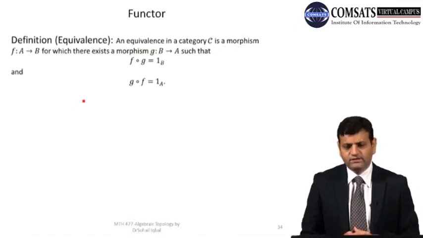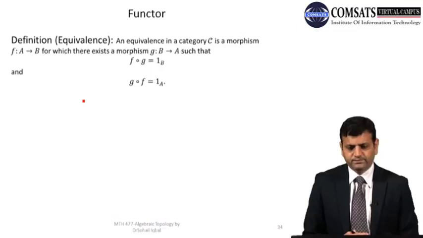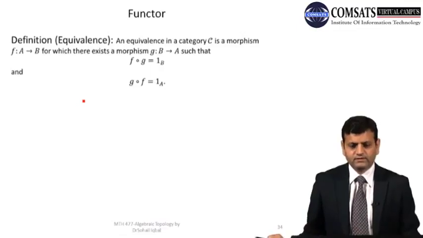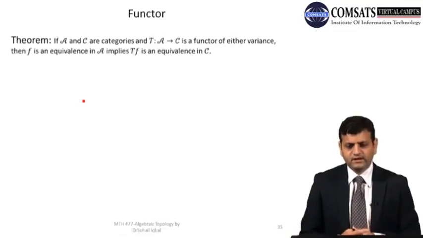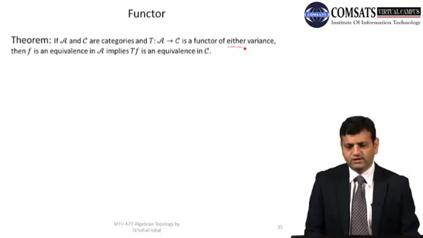So an equivalence in a category is a morphism F from A to B for which there exists a morphism G from B to A such that their composition is identity. So if A and C are categories and T from A to C is a functor of either variance, either variance means it could be a contravariant functor or it could be a covariant functor, but in both cases TF is also an equivalence in C. So the proof of this theorem has been excluded from this course.